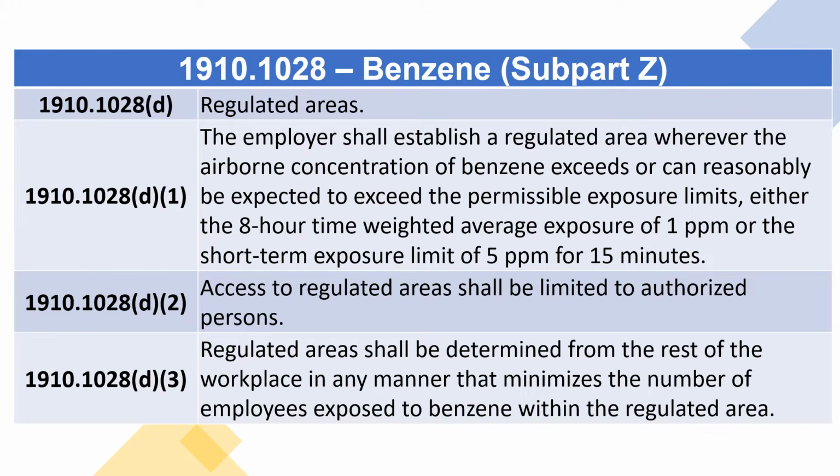1910.1028 D2. Access to regulated areas shall be limited to authorized persons. 1910.1028 D3. Regulated areas shall be demarcated from the rest of the workplace in any manner that minimizes the number of employees exposed to benzene within the regulated area.